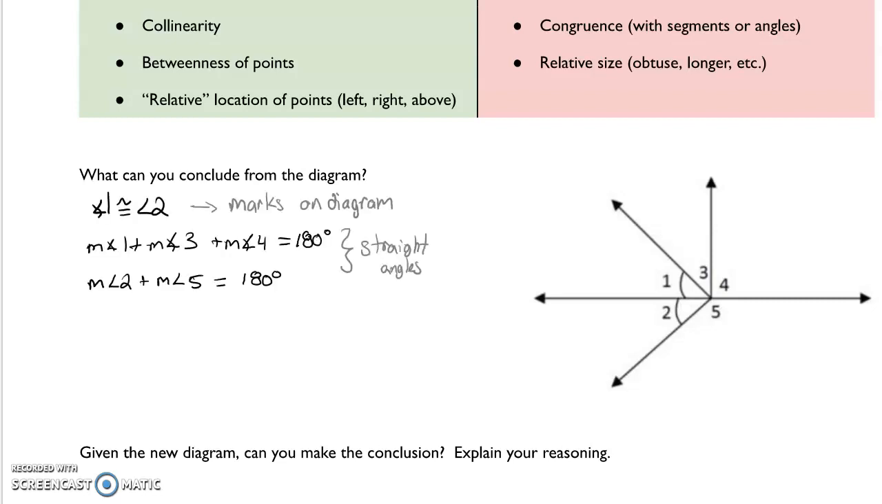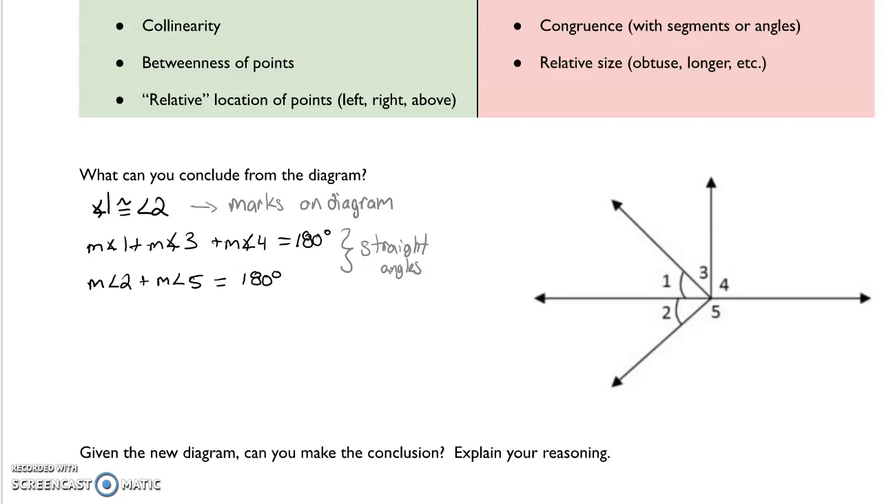It consists of only 3 things. I can conclude angle 1 is congruent to angle 2 because the diagram tells me, not because I can conclude by looking at congruence, but these marks are one way of being told that they are congruent. And then I can conclude that angle 1 plus angle 3 plus angle 4 is 180 degrees because I can assume straight lines and angles. And the same thing for angles 2 and 5.